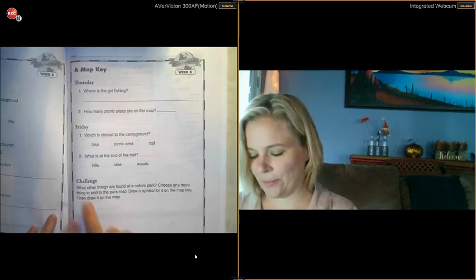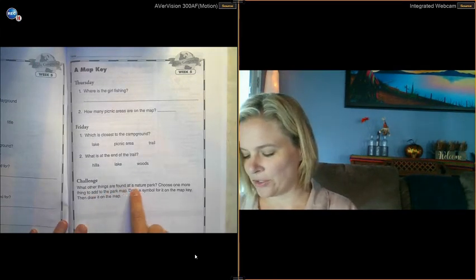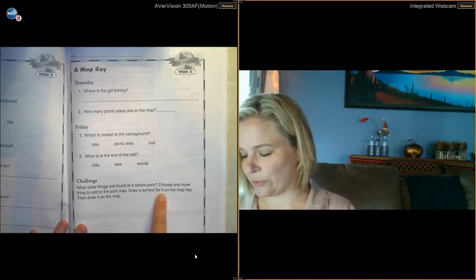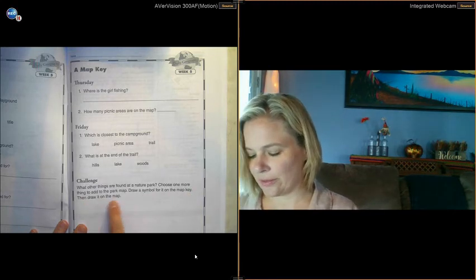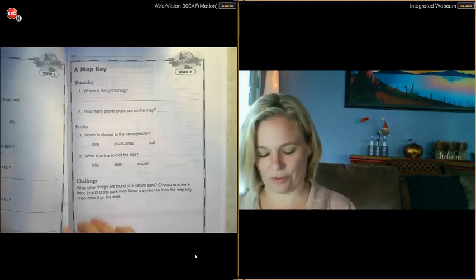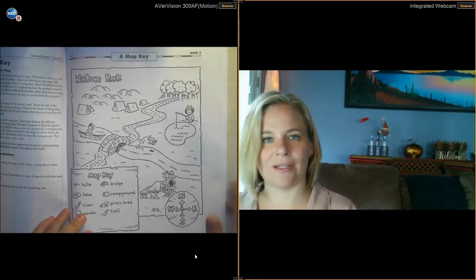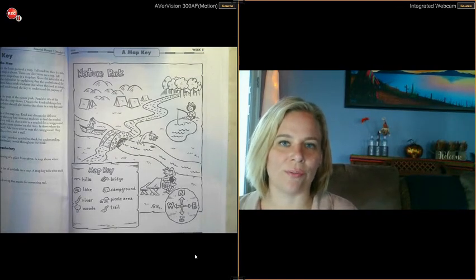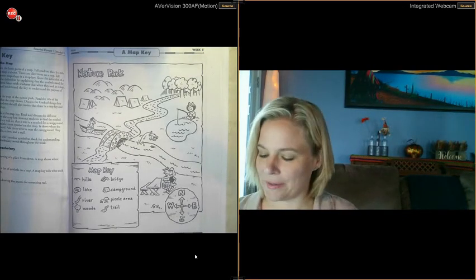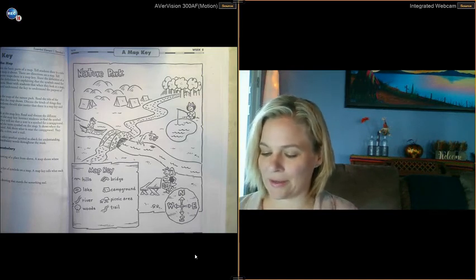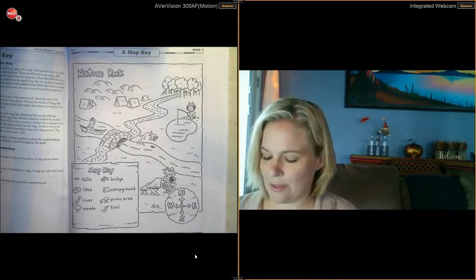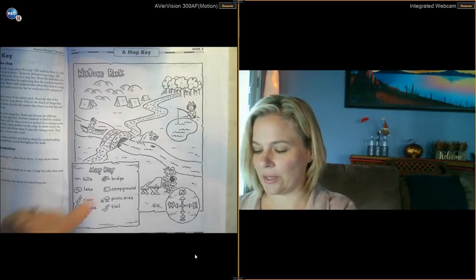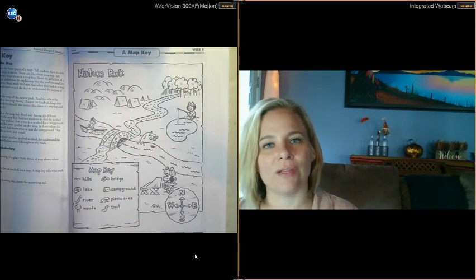Okay, here's your challenge. What other things are found at a nature park? Choose 1 or more thing to add to the park map. Draw a symbol for it on the map key. Then draw it on the map. Okay, so you'll think of something else you might find in a park if you ever go to maybe Louisville Park or the Ridgefield Wildlife Area, anything like that. What else have you seen at parks? Make a symbol for it. Okay, draw something simple, and then you'll add it into the map where you think it will go.